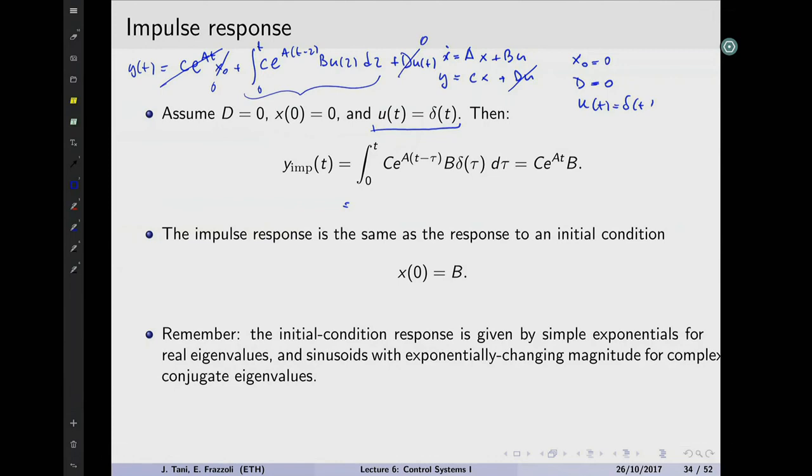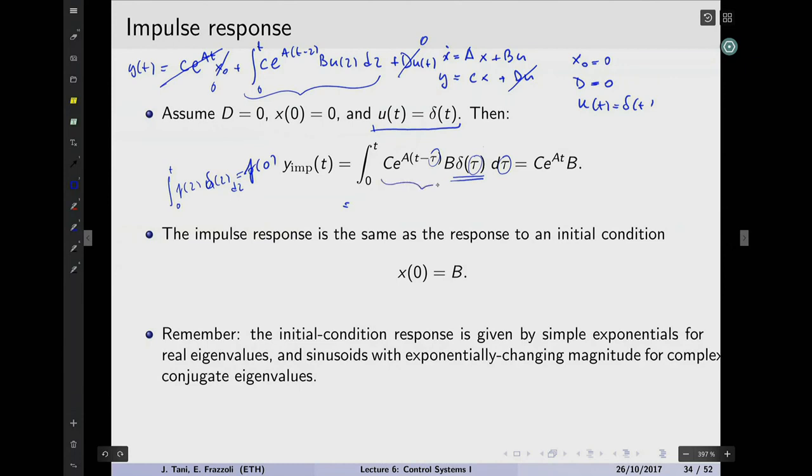So what happens when we choose u of t to be a delta of Dirac? Well, all we have to do is plug delta of tau here. And if you notice, this is an integral in tau, right? So it means that what we're doing is we're leveraging this property of the delta of Dirac, which means that in this case, we have to plug tau equal to zero.